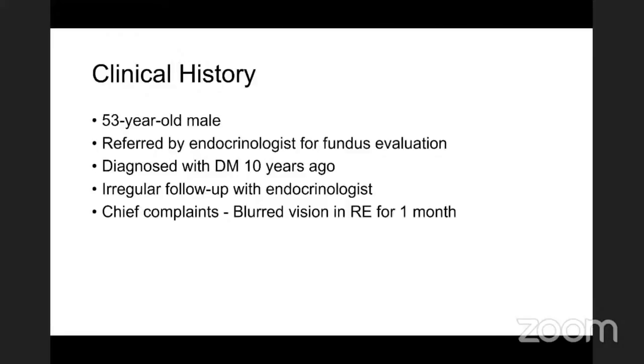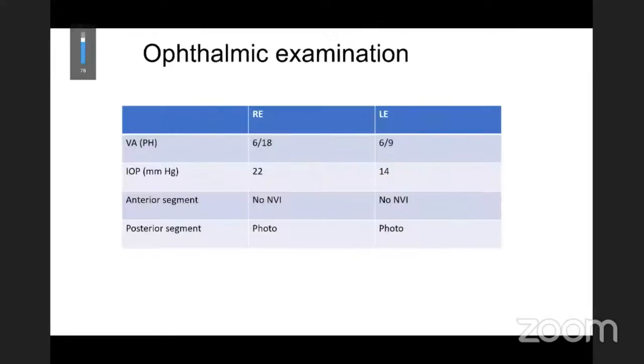The patient was on irregular follow-up with the endocrinologist with chief complaints of blurring of vision in the right eye for the past 1 month. In the right eye, he was seeing 6/18 and the vision in the left eye was 6/9. The anterior segment examination did not show any iris neovascularization.